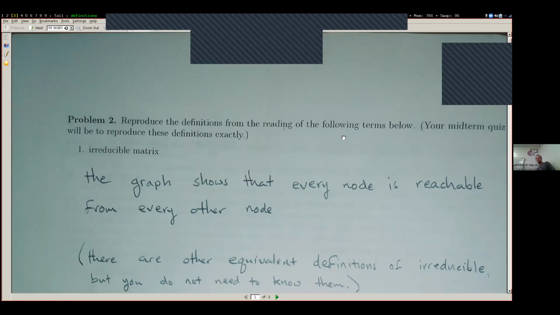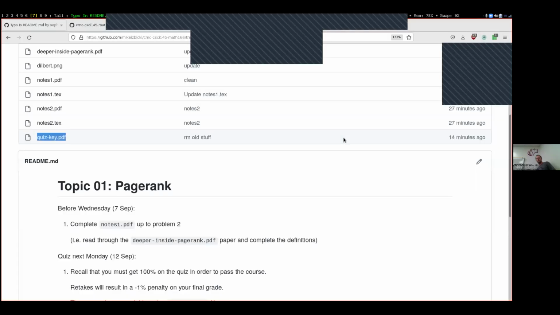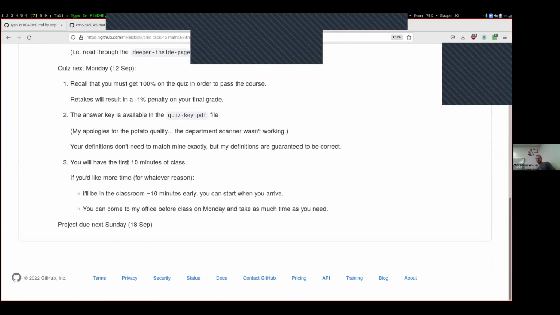In terms of time for the quiz, there are a couple of options. The standard is that you'll have the first 10 minutes of class to complete the quiz. I will be here immediately after the previous class ends, so if you want to get here early to start, you can do that. Or if you feel that will not be enough time for you, just come to my office, either in office hours or schedule a time with me, and you can take the quiz with no time limit.